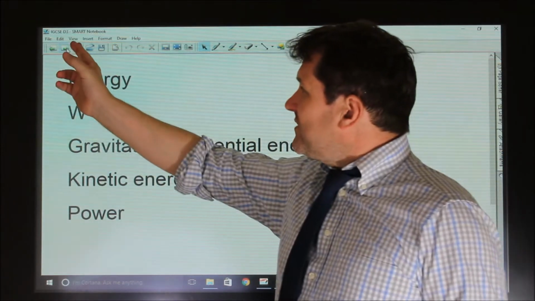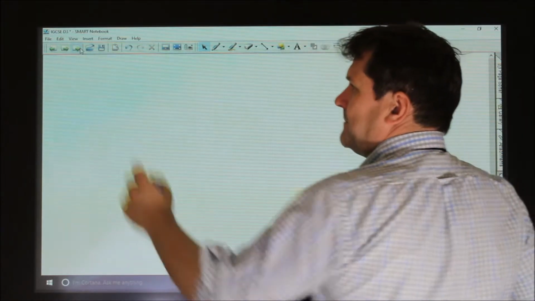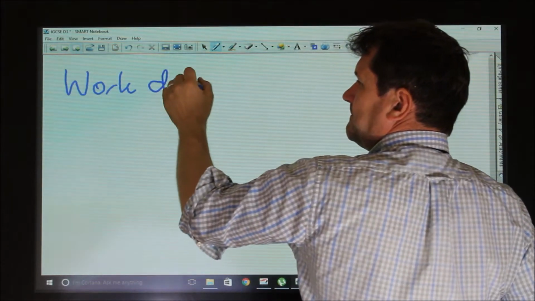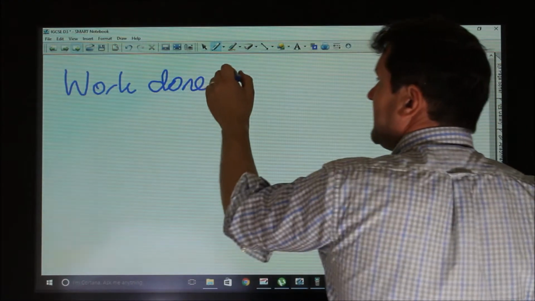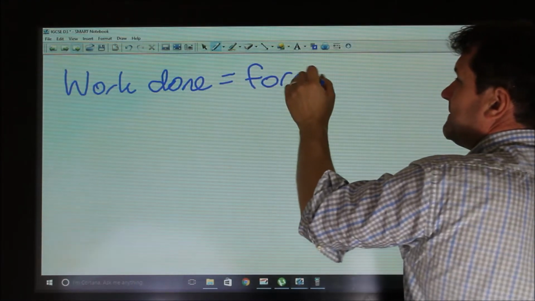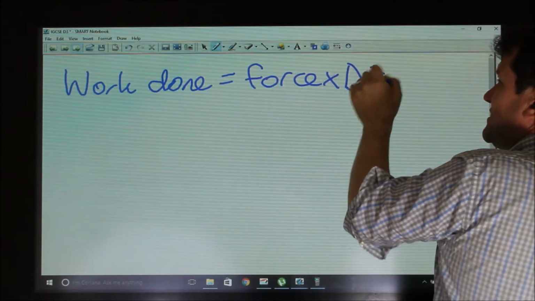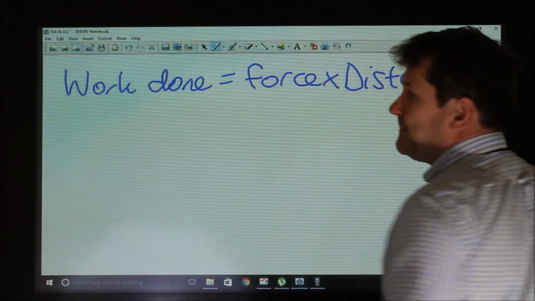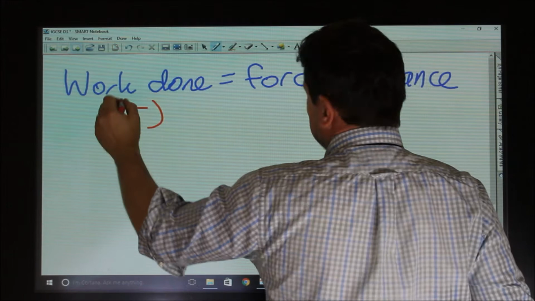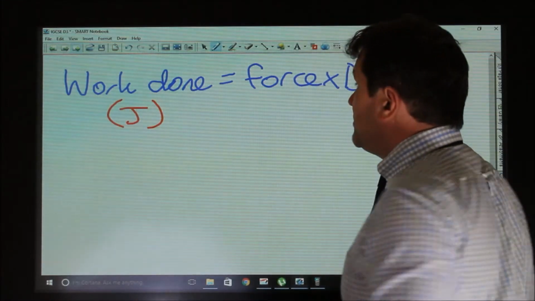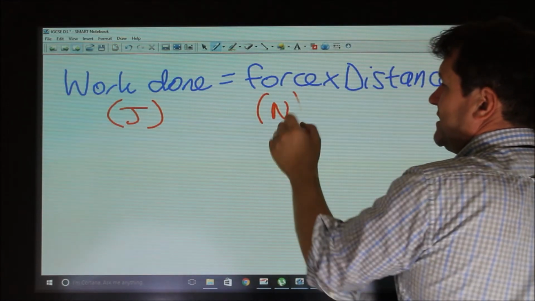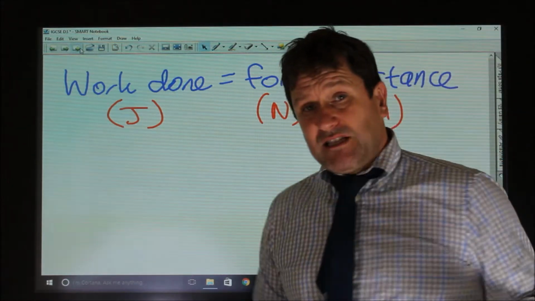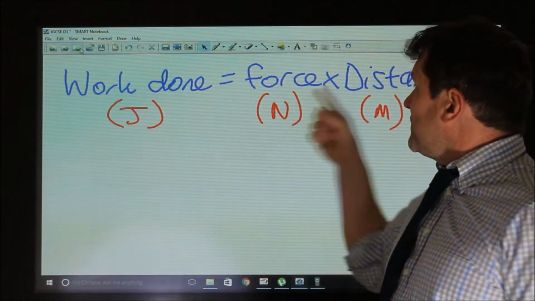Alright? So the first one then, the work done on an object equals the force times the distance that you apply the force for. Now work done is exactly the same as energy, so it's measured in joules, force is measured in newtons, and distance is measured in meters. So our first equation for energy, work done, is force times distance.